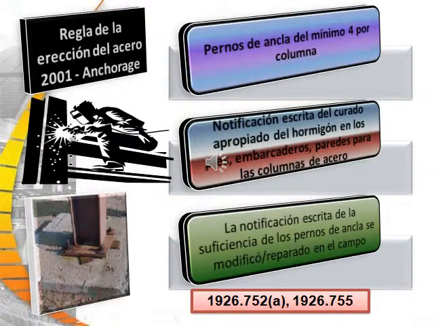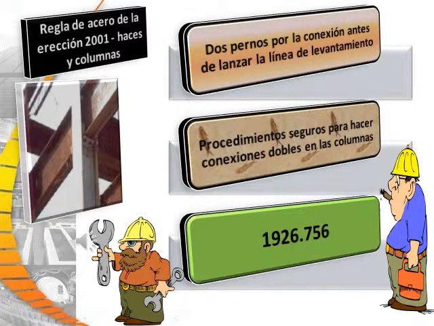The anchorage part of the standard says a minimum of 4 anchor bolts per steel column, with written notification of proper curing of the concrete in the footings, piers, and walls for steel columns. Also, written notification of the adequacy of anchor bolts modified or repaired in the field. This part is covered under .752(a) and .755. A minimum of 2 bolts per connection before releasing the hoist line is required. Safe procedures for making double connections of the columns are required under the .756 section of the standard.